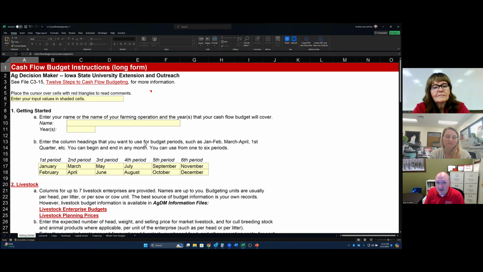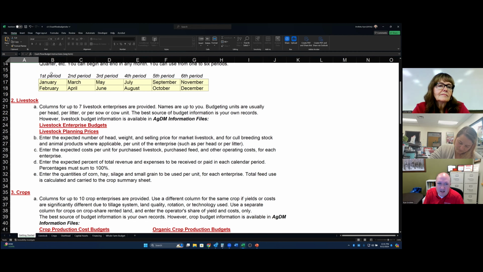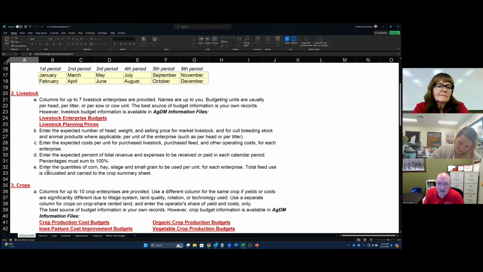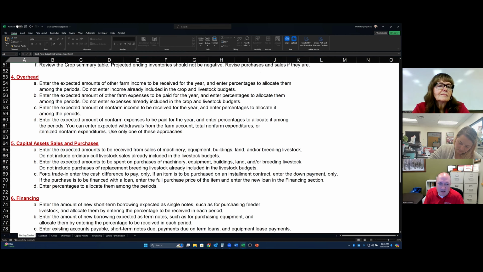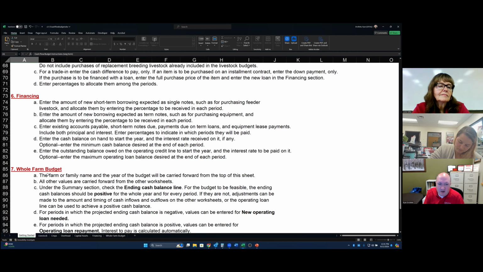Cash flow budget instructions. Here's the spreadsheet on the cash flow. This one gets set up where you have different periods and you can change these. There are 2-month periods. I've got them set up as January, February, and so on, through the sixth period, November, December, and you can change these here at the beginning. But it goes through multiple enterprises. You've got livestock, crops, overhead, capital assets, financing, and the whole farm budget.